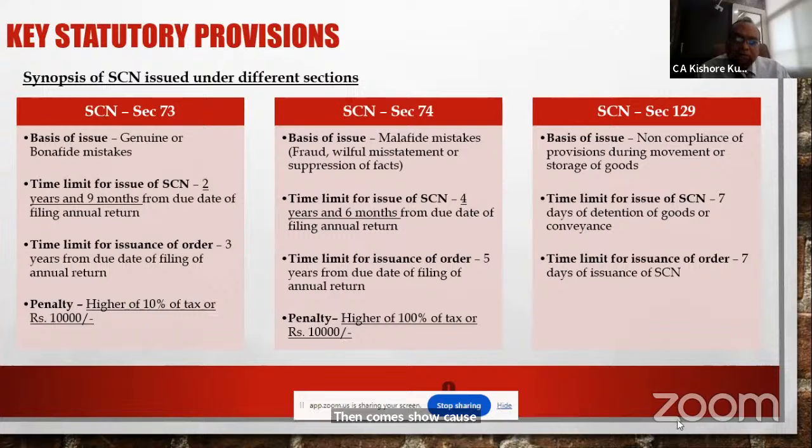We talked about this provision. Here, the show cause notice has to be issued within a period of 7 days from the date of detention of goods or detention of conveyance. In this case, the proper officer is required to pass an order within a period of 7 days from the date of issuance of show cause notice. Penalty is quite significant in section 129. It depends on whether the goods are taxable goods or exempt goods, whether the assessee comes forward and pays the taxes and the penalty, or wants to contest the matter. The penalty goes as high as 200% of the tax or 50% of the value of goods.